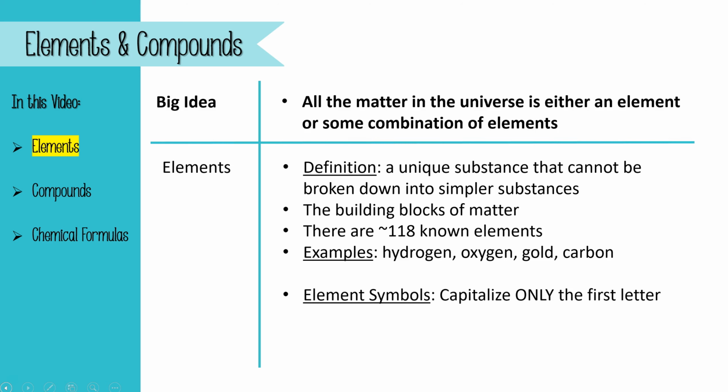Each element has a symbol that's used around the world. When we write the symbols, be sure to capitalize only the first letter. This helps us avoid confusion. So for example, capital C lowercase o is cobalt, which is an element. If by mistake you capitalize both the C and the O, that's actually a compound, so a carbon atom and an oxygen atom chemically combined. Each capital letter tells us that there's a new element there.